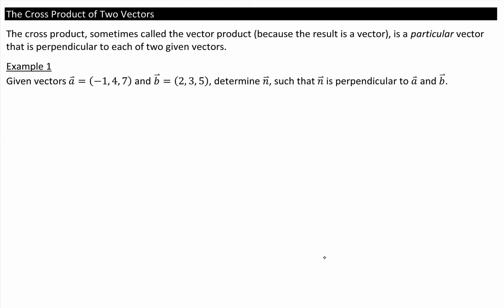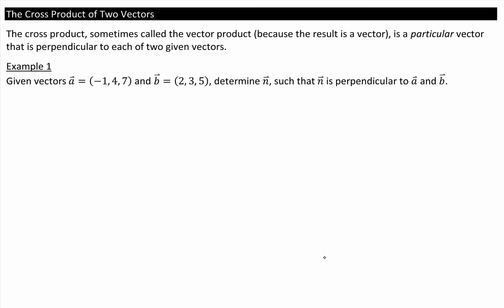So next up is the cross product. The cross product is sometimes called the vector product because in this case the result is a vector. Compared to the dot product, which we ended up with a scalar, the cross product gives us a particular vector that is perpendicular to each of two given vectors.